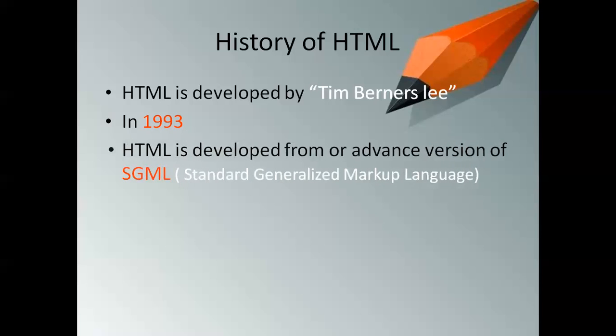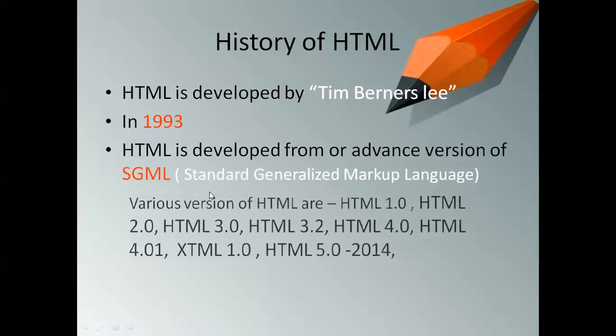Actually, HTML was developed as an advanced version of an older language. Its full form is Standard Generalized Markup Language, SGML. First SGML was developed, but HTML was finally developed in 1993, and it is based on SGML. HTML is based on SGML.